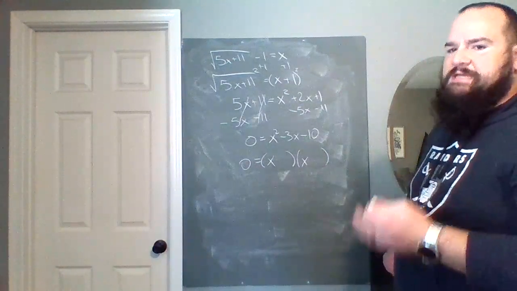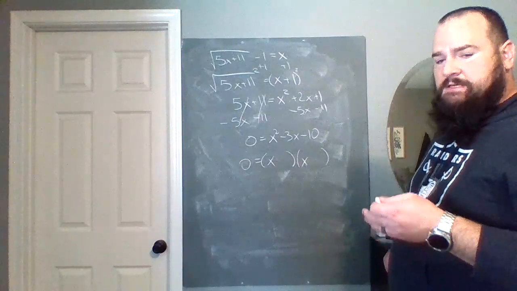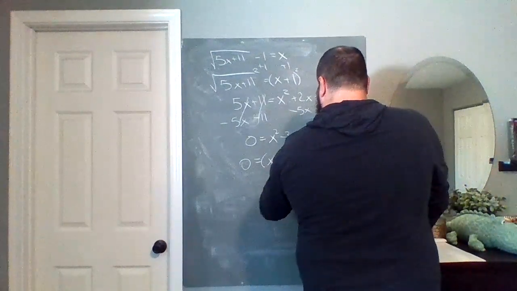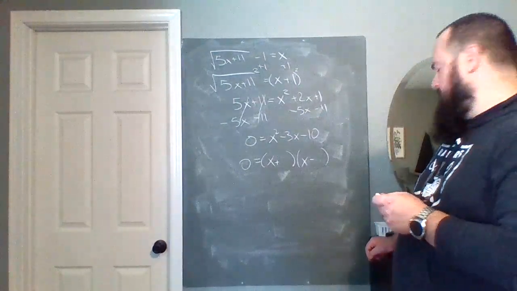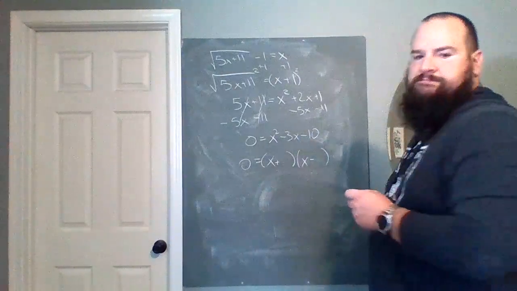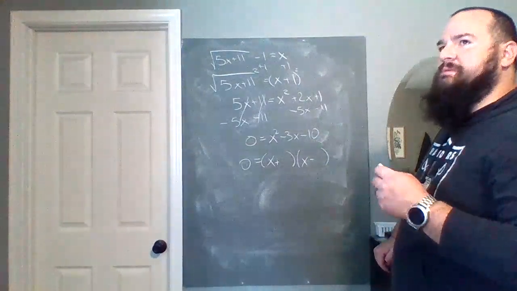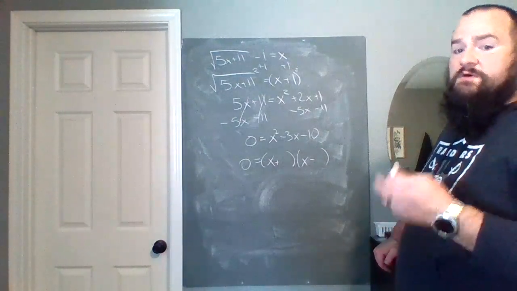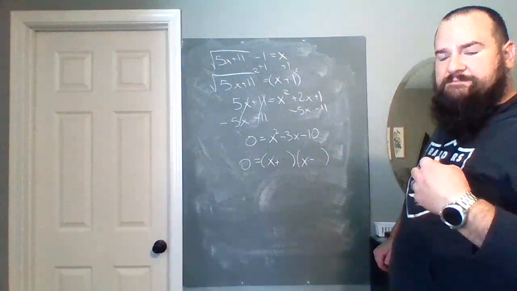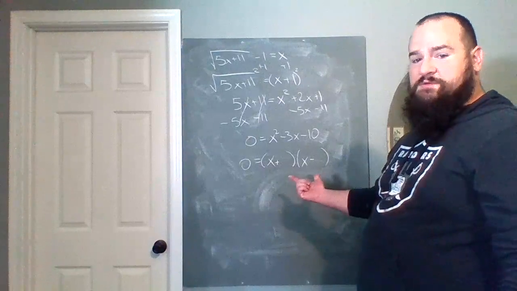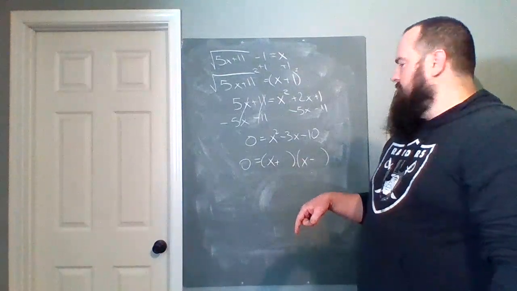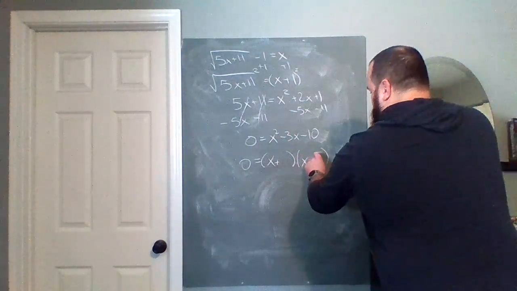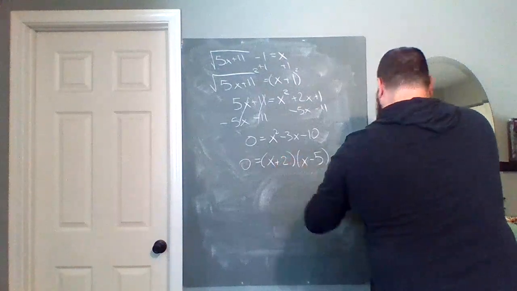So two numbers that multiply to be negative 10, but add to be negative 3. They multiply to be a negative, so I need one positive, one negative. Now, if they multiply to be 10, there's 1 and 10, 2 and 5, and that's it. The only two that have a difference of 3 is 2 and 5. So those are our two factors. 2 and 5 are the two numbers we're going to use. But which one's negative and which one's positive? Since they add to be a negative number, I need the bigger of the two to be our negative. So we're going to have minus 5 and plus 2.